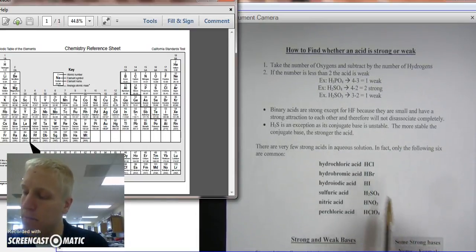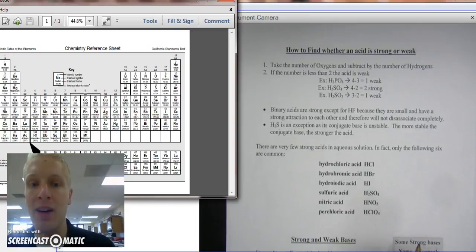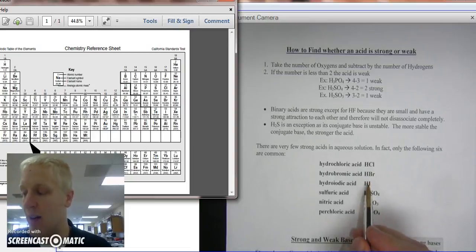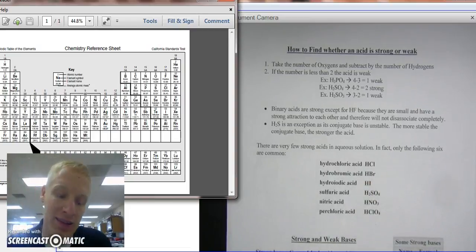But basically, if you have a binary acid, meaning it's just 2 types of elements like HCl, HBr, HI, in most cases it's going to be strong. So that would be chlorine, bromine, and iodine, when paired up with an H, are strong acids. Fluorine is the exception. You always have a rule in chemistry and then an exception to those rules.